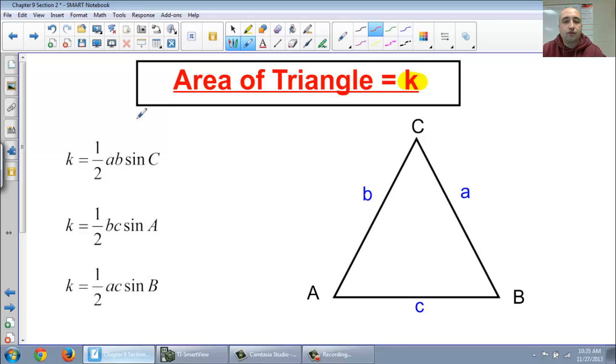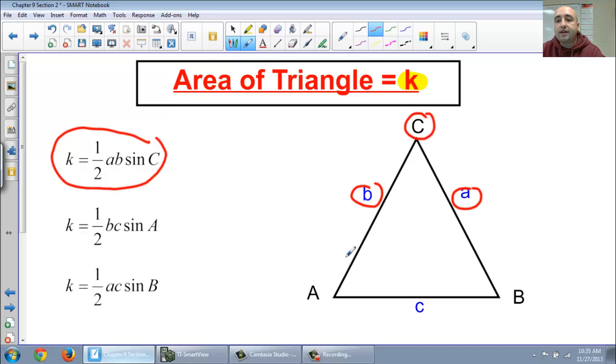So let's take a look at this first one here. It says you take 1/2 and you multiply by little a and little b, and then you take the sine of angle C. So if you notice, the two sides that come together, that's the angle that you use. It's the angle in between the two sides that they choose.